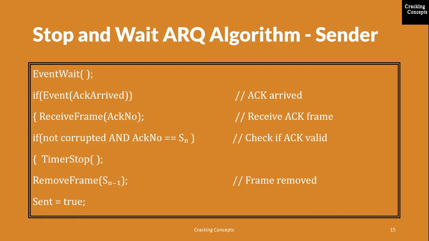Now we need to check if this acknowledgement has been received correctly or not. So there are two conditions for that. We are checking if the acknowledgement is not corrupted and if the acknowledgement number is equal to the sequence number of the next packet to be sent. Now if both the conditions are satisfied, it means we have received the acknowledgement for the corresponding frame that was sent. So the timer will be stopped and the already sent data will be removed, which is Sn minus 1, and the send status will be set to true in order to send the next packet.